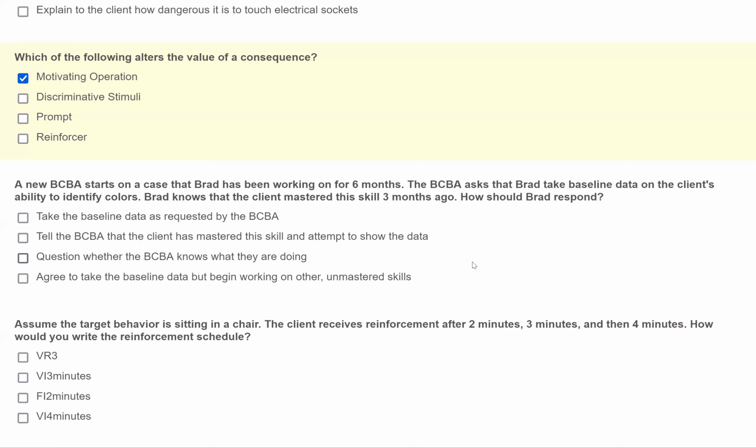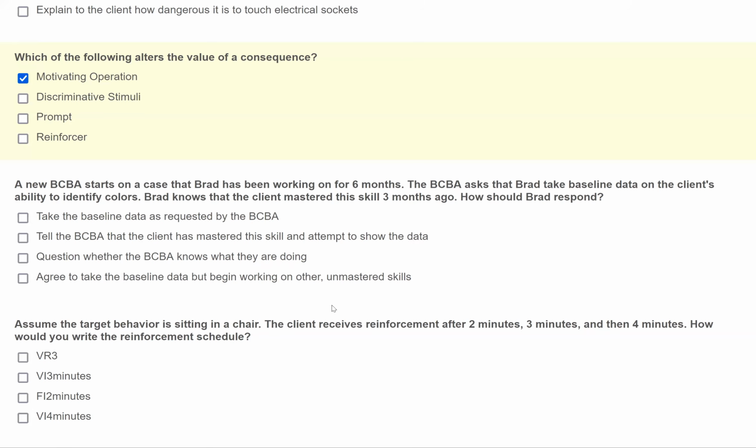We have to collaborate. B is collaboration. A is just simple compliance. C, question whether the BCBA knows what they're doing. We should not do that. We still need to show respect for our team members. And then D, agree to take baseline data, but begin working on other unmastered skills.